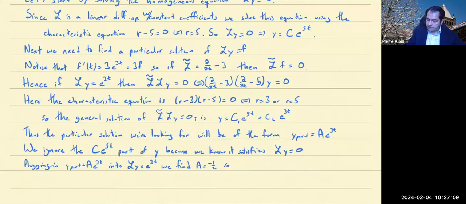So now we know what the general solution of L y equals F is, right? It's Y has to be equal to some arbitrary constant times e to the 5t minus 1/2 e to the 3t. Okay, so that's how you use the method of the annihilator to solve this equation. Right? Notice that it ended up being just like the method of undetermined coefficients, right? Once we found that the particular solution had this form, right?